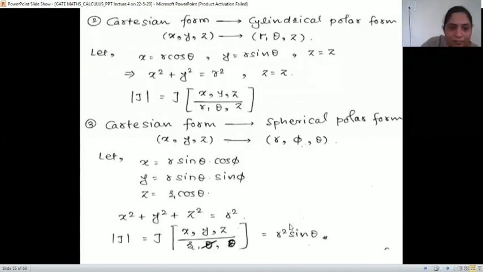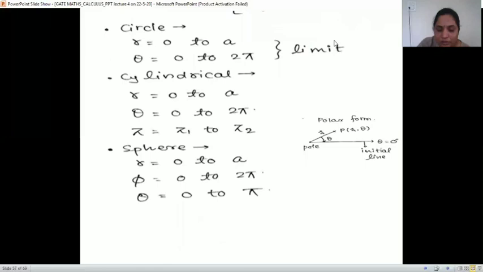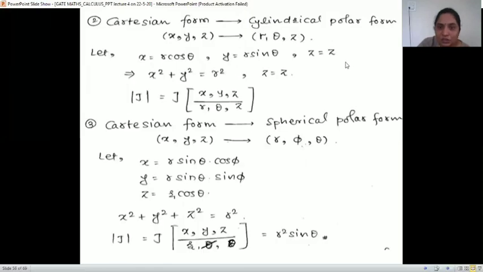Next is, okay, this is given again. If Cartesian to cylindrical polar form, this is polar and this is cylindrical polar. So in polar there is r and theta, and in cylindrical polar there is z also. So what are the substitutions for cylindrical polar? x is r cos theta, y is r sin theta, and z is equal to z.